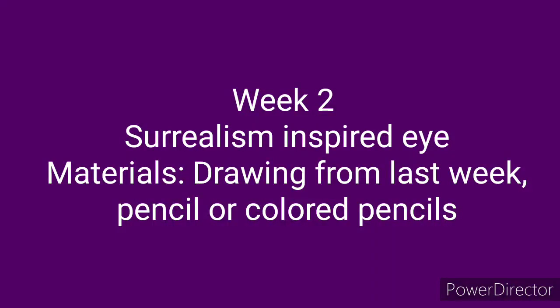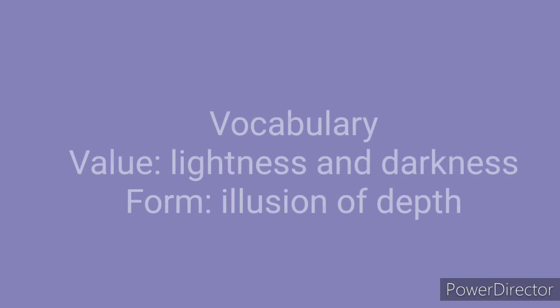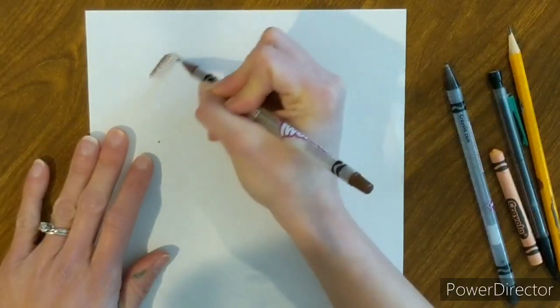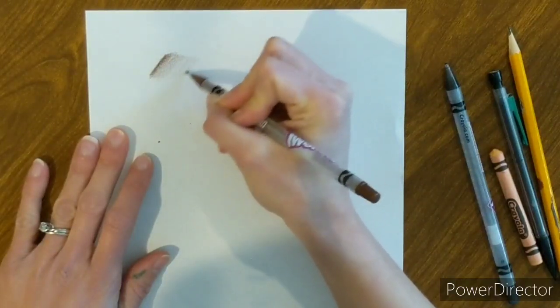We are starting week 2 of our surrealist inspired eye. Our vocabulary words today are value, the lightness and darkness, and form, the illusion of depth. I'm going to show you how you can use different materials to create value.